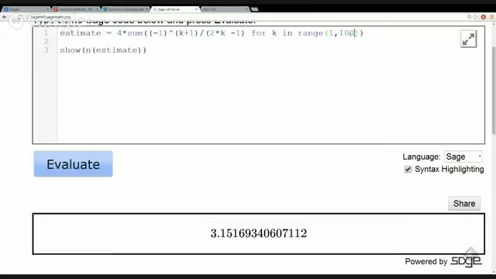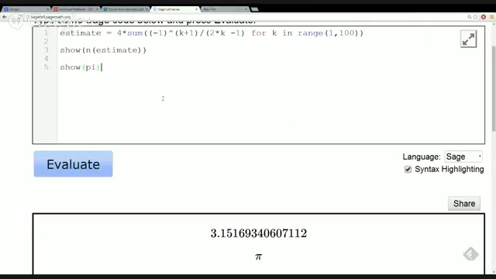James stole my next sentence. The more terms you do, the more accurate it gets. 3.15. You can compare it with the actual value of pi. Oh, pi, yeah.